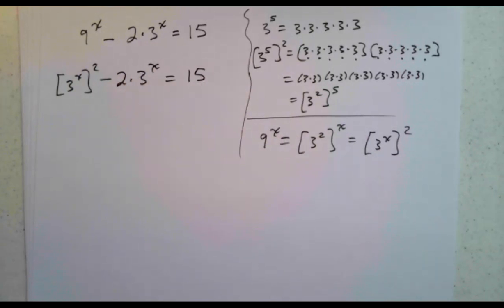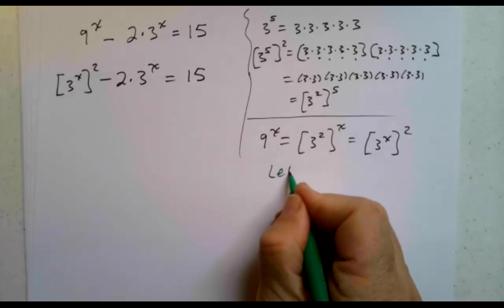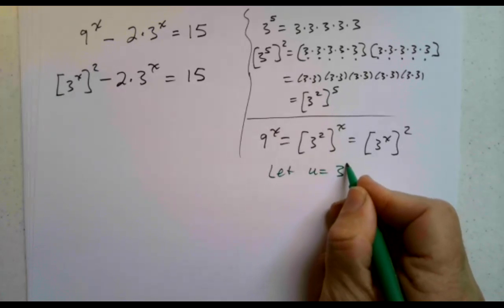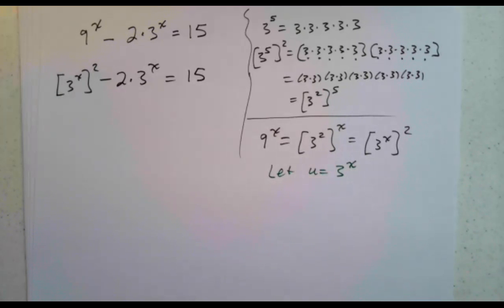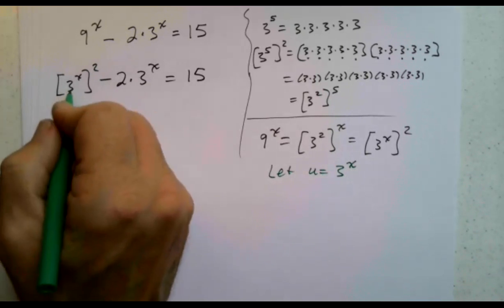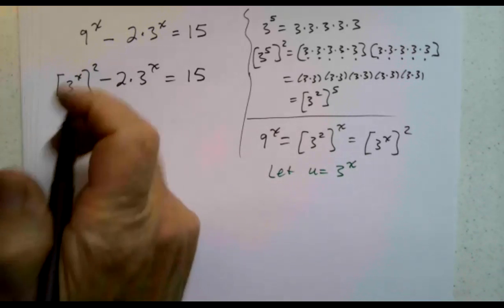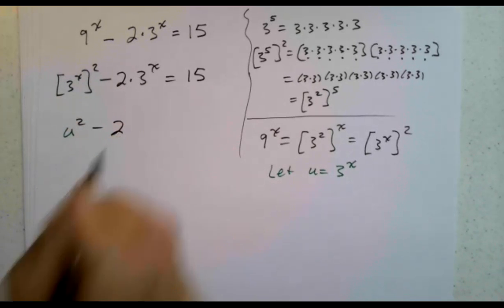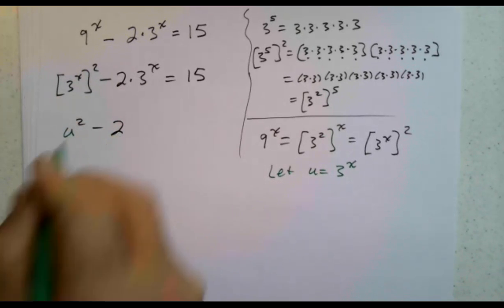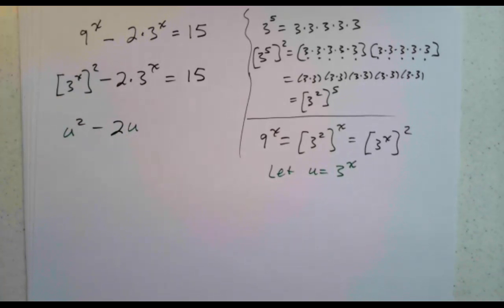And this looks like a quadratic equation. I'm going to introduce a new variable. I'm going to say let u equal 3 to the x. Now we're not solving for u, we're going to solve for x, but we will solve for u first. So 3 to the x squared becomes u squared, minus 2 times 3 to the x will be minus 2 times u equals 15.